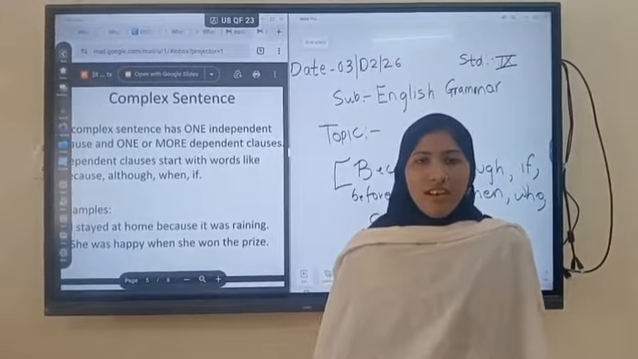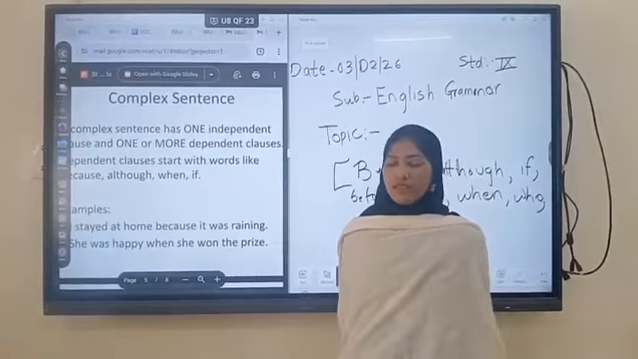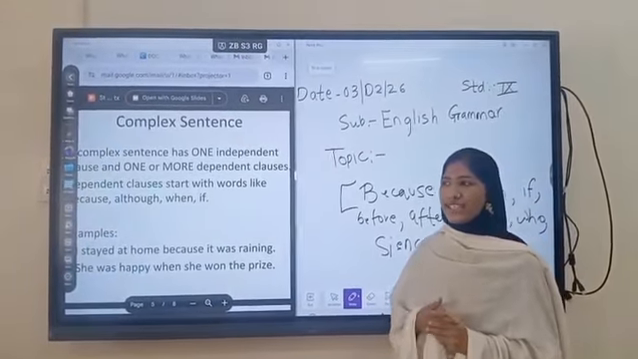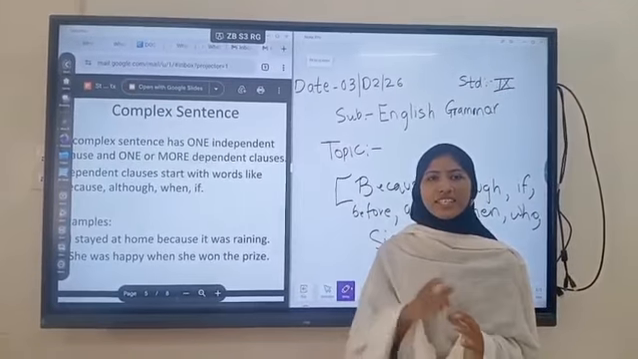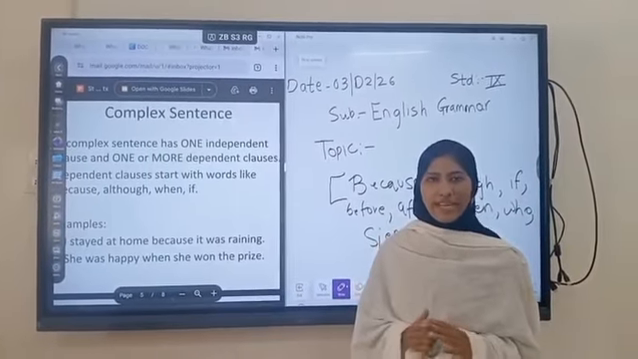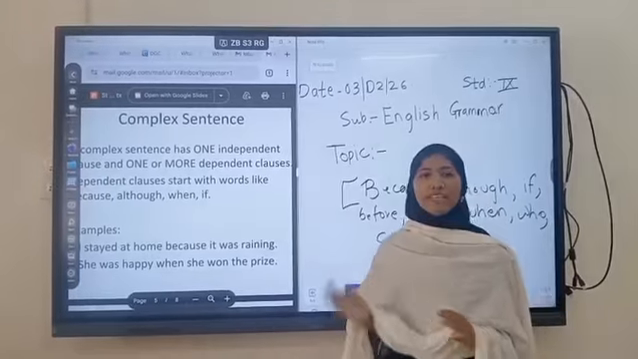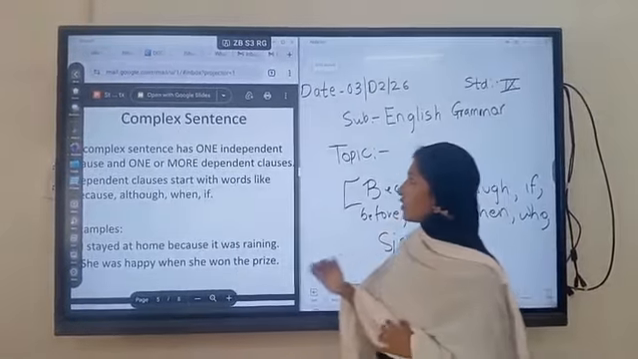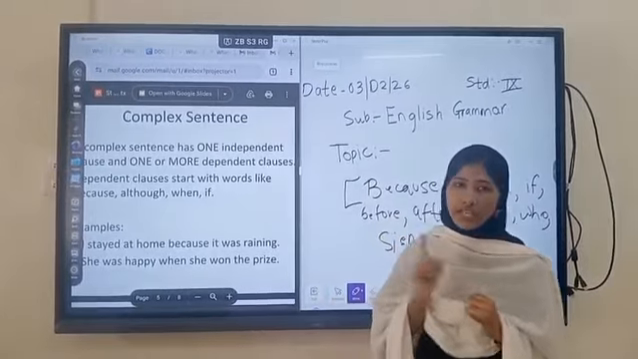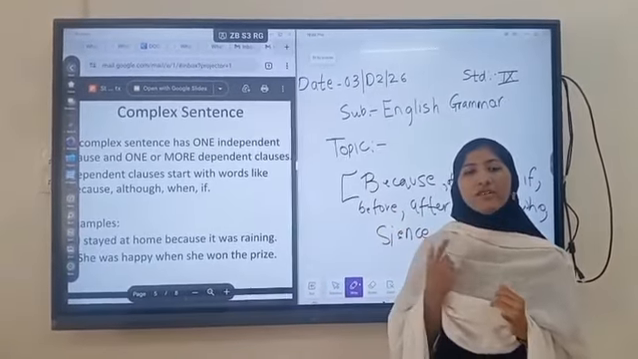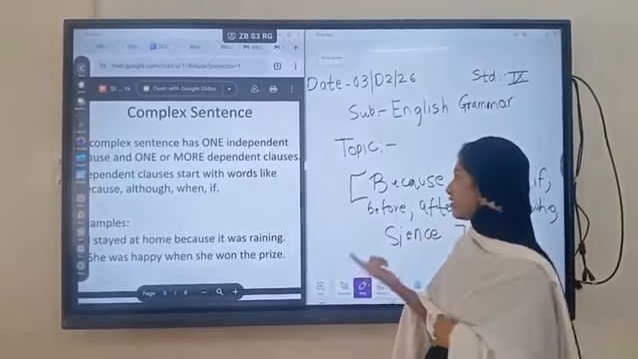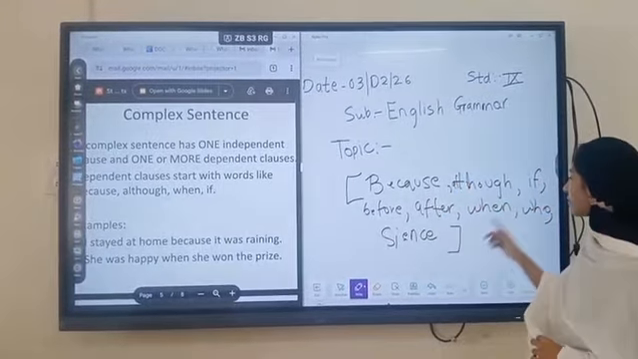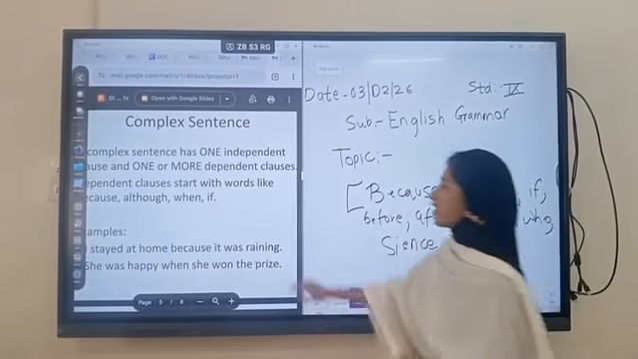So, for example, Riya sings because she is happy. Here, Riya sings is one independent sentence, and because she is happy is dependent on that independent sentence. So these are known as complex sentences, which have one independent clause and one or more clauses dependent on that independent clause, using words like because, although, if, before, after, when, who and since.